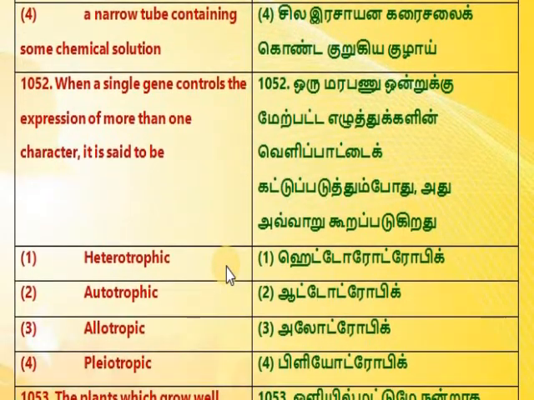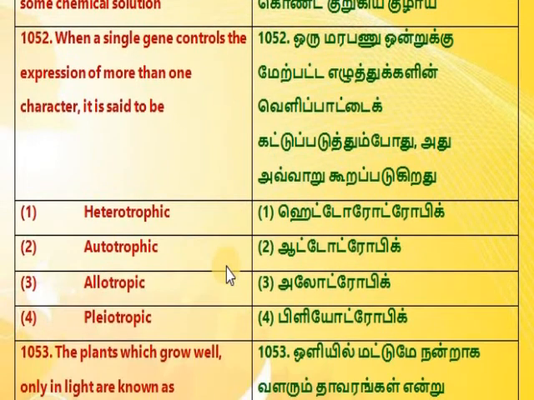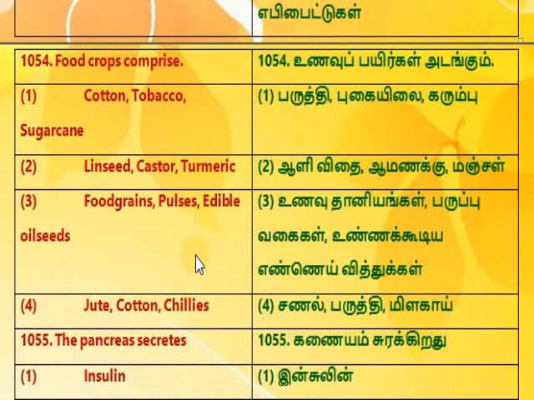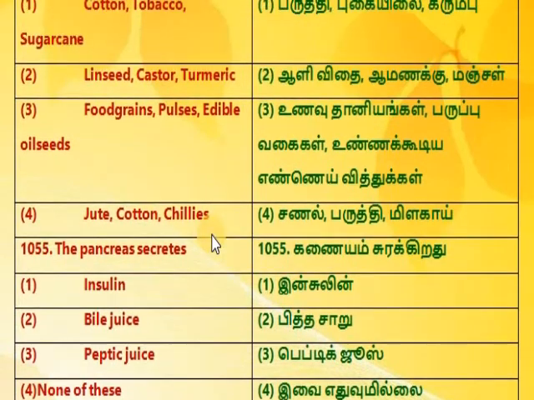1052. When a single gene controls the expression of more than one character, it is said to be 1. Heterotrophic. 2. Autotrophic. 3. Allotropic. 4. Pleiotropic. 1053. The plants which grow well only in light are known as 1. Sciophilous. 2. Xerophytes. 3. Heliophytes. 4. Epiphytes. 1054. Food crops comprise 1. Cotton, tobacco, sugarcane. 2. Linseed, castor, turmeric. 3. Food grains, pulses, edible oils. 4. Jute, cotton, chilies.